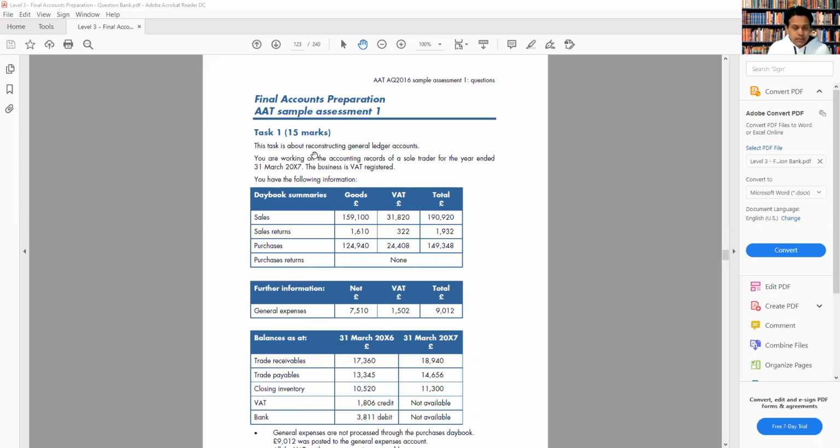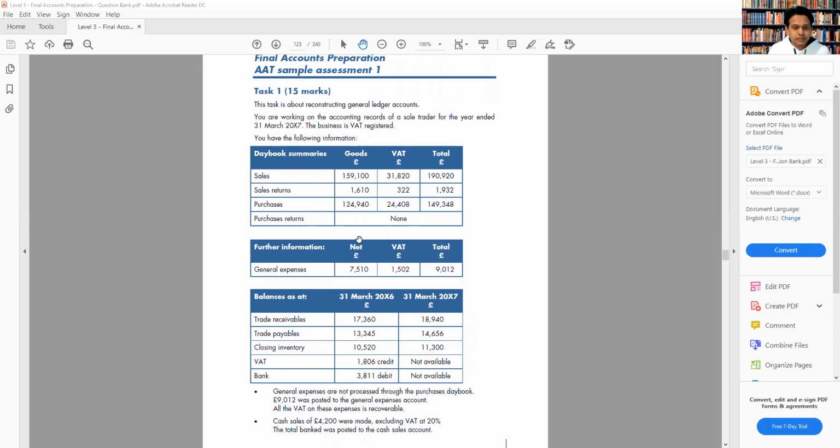Let's read this question. Task 1, 15 marks. This task is about reconstructing general ledger account. You are working on the accounting record of a sole trader for the year ended 31st March 2007. The business is VAT registered. You have the following information.